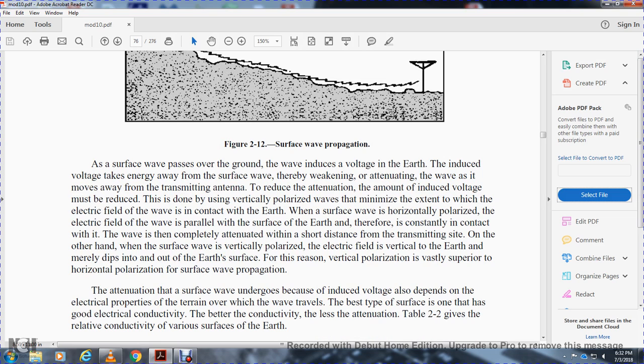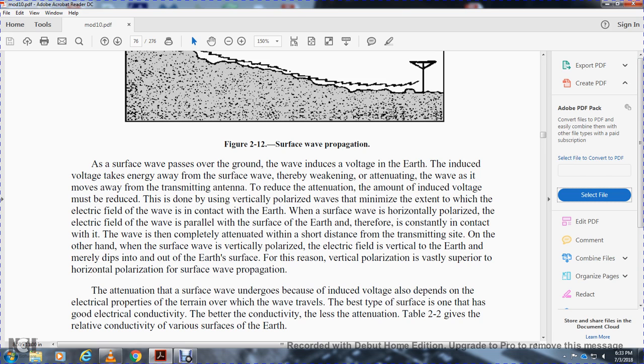This is done by the vertically polarized wave, which minimizes the extent to which the electric field of the wave is in contact with the Earth. With a horizontally polarized surface wave, the electric field of the wave is parallel with the surface of the Earth, so it is constantly in contact with it. This wave is completely attenuated within a short distance of the transmitting site.